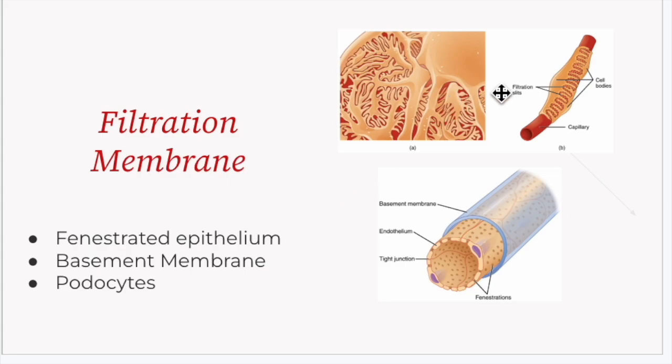So the capillary walls of the glomerulus are made of fenestrated epithelium. Whenever you see fenestrated, fenestrated means like a window. So fenestrated epithelium is epithelium that has relatively large openings. There's also a basement membrane, and the basement membrane is negatively charged. That negative charge prevents the protein anions that are inside the blood from getting out and keeps those proteins in.